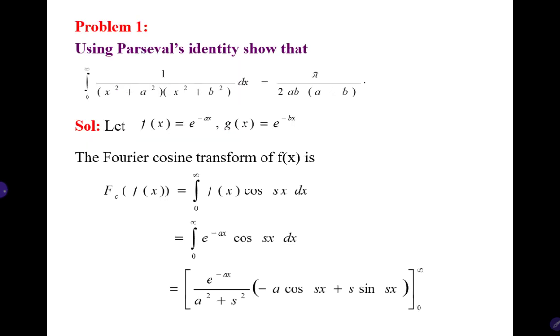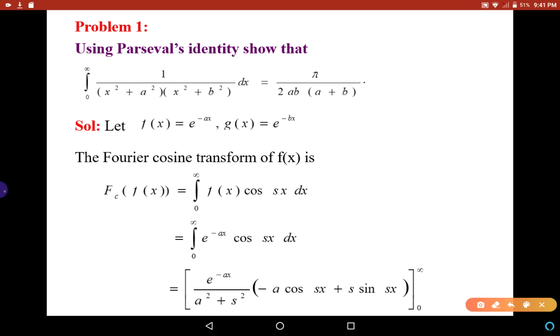Problem number 1 is, using Parseval's identity, show that integral 0 to infinity 1 by (x square plus a square) into (x square plus b square) dx is equal to pi by 2ab into (a plus b). Now to evaluate this integral, we consider two functions f of x is equal to e power minus ax and g of x is equal to e power minus bx.